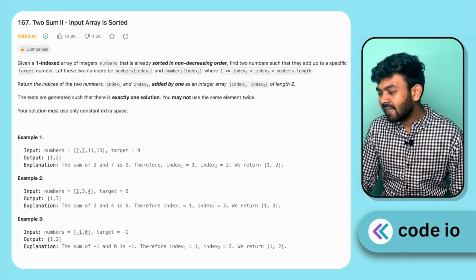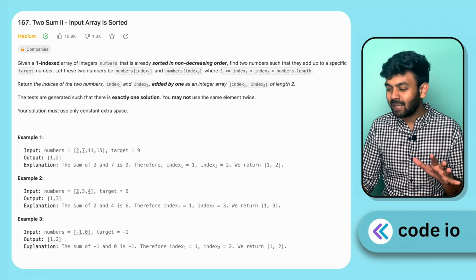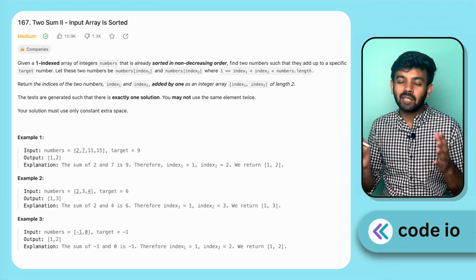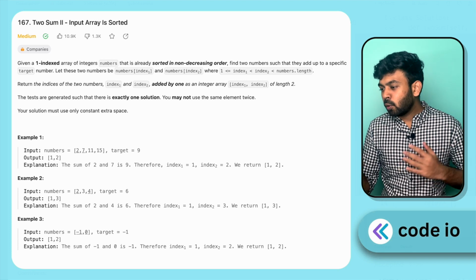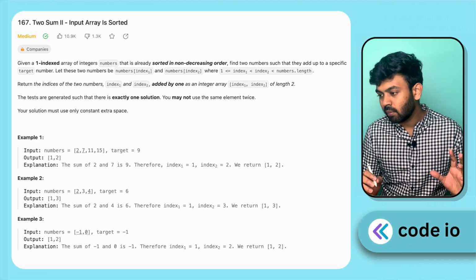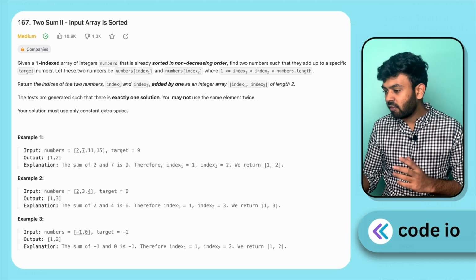Now here's the question, the 167th question, and it's a medium question, but don't get jittery. It says medium, but it's a fairly easy question. So 2 Sum 2, and they have given that the input array itself is sorted. Let me just go over the question statement first.